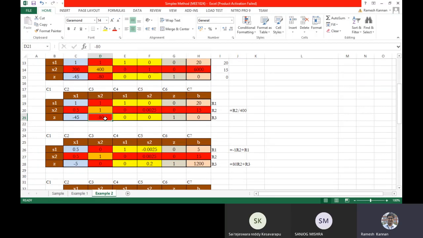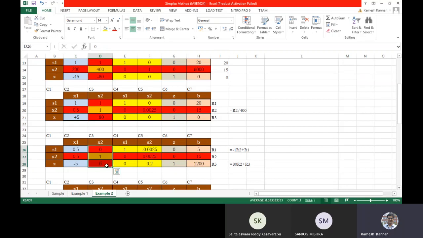So plus 80 into R2 plus R3 will become 0. So this is nothing but multiplying 80 into 0.5. Here it is, 80 into 0.5 plus minus 5 is equal to minus 45, which is minus 5. Then 80 into 1 plus minus 80 is 0. So which means that the objective is over.